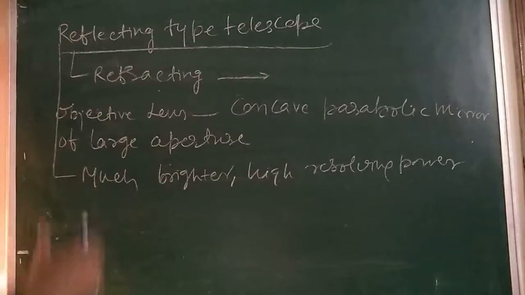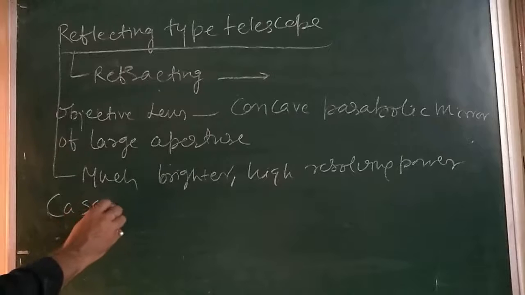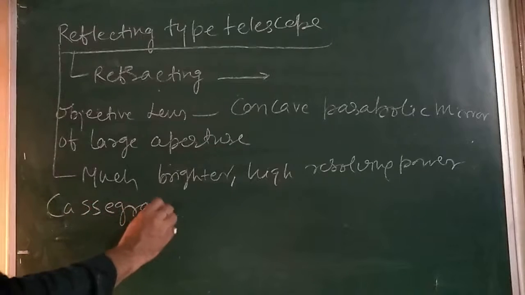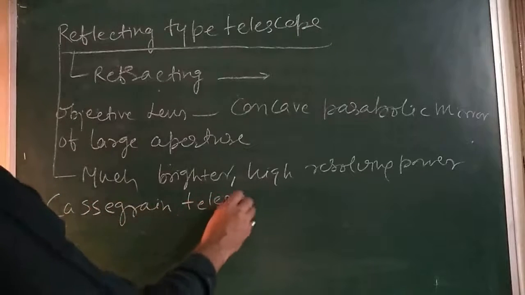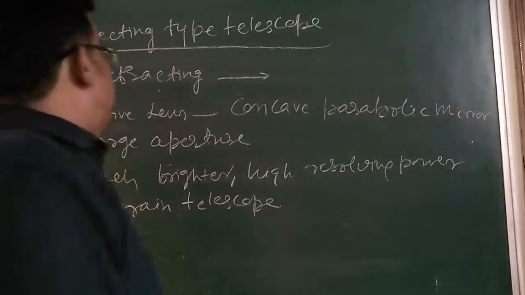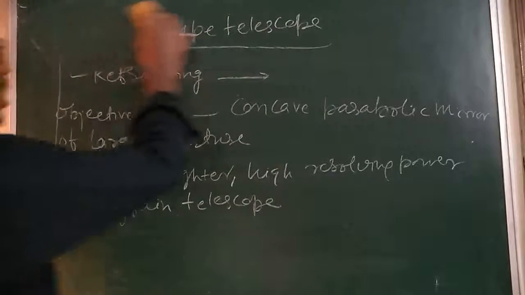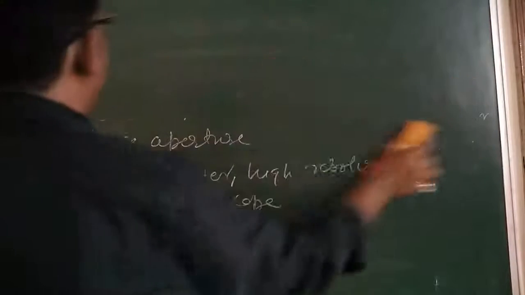Such a telescope is known as a Cassegrain telescope, after its inventor. So let us see the diagram for reflecting type telescope here. See children, I am going to draw a diagram. First to draw the diagram, then I will explain how it works.